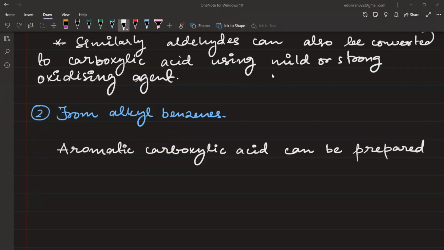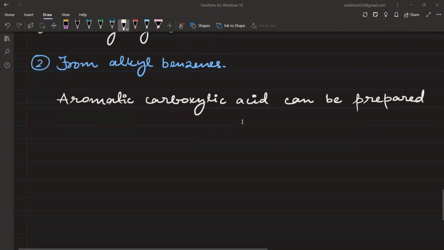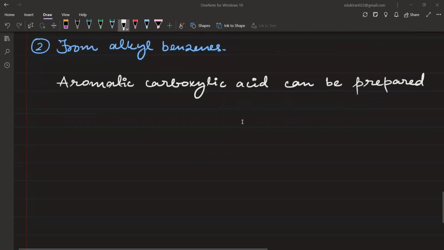We have also done a few topics more: the Cannizzaro reaction and electrophilic aromatic substitution of aldehydes and ketones. All of them are done, like sulfonation and all. Yeah, that is done. Okay, okay. Aromatic carboxylic acid can be prepared.